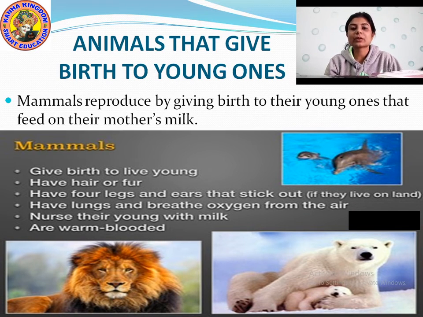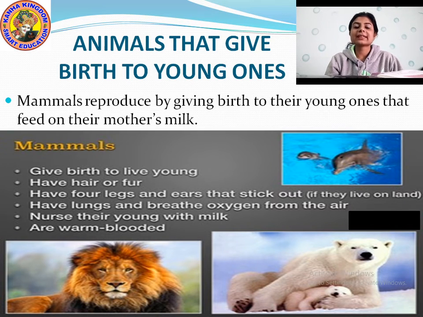What animals give birth? The mammals. Mammals reproduce by giving birth to their young ones that feed on mother's milk. Mammals are animals that give birth to the young ones. And how do they feed their young ones? By giving them their own milk, the mother's milk. The babies are fed by the mother's milk.